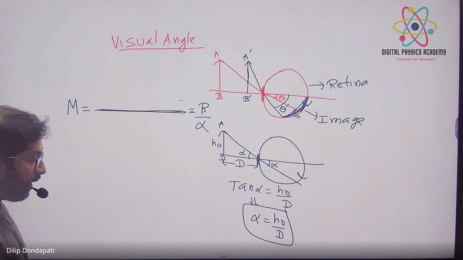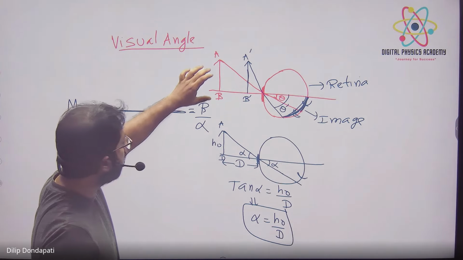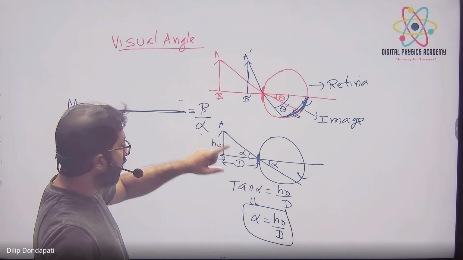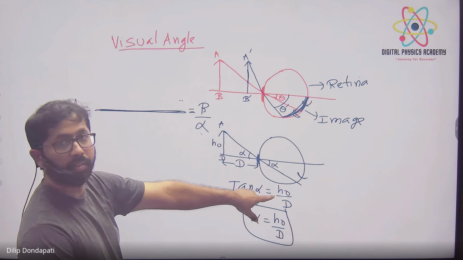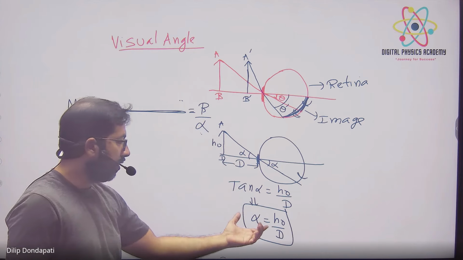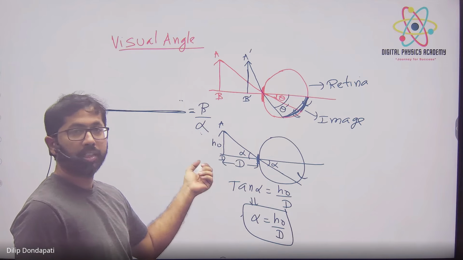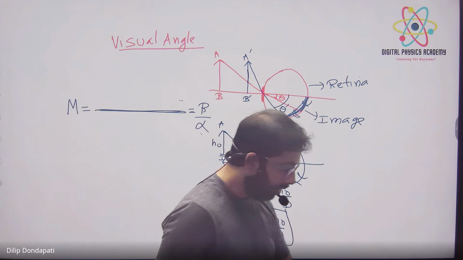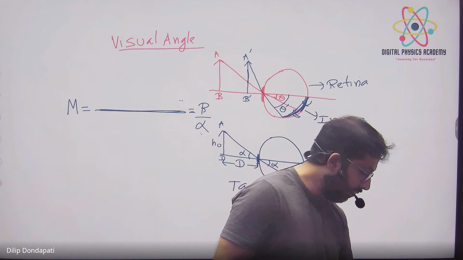So visual angle subtended by the final image कितना subtend कर रहे हैं, and object naked eye से कितना subtend कर रहे हैं. That is called angular magnification. Naked eye तो fixed है. HO by D is a fixed for maximum magnification के लिए. Okay. So this definition you have to use in microscopes में वगैरह में.